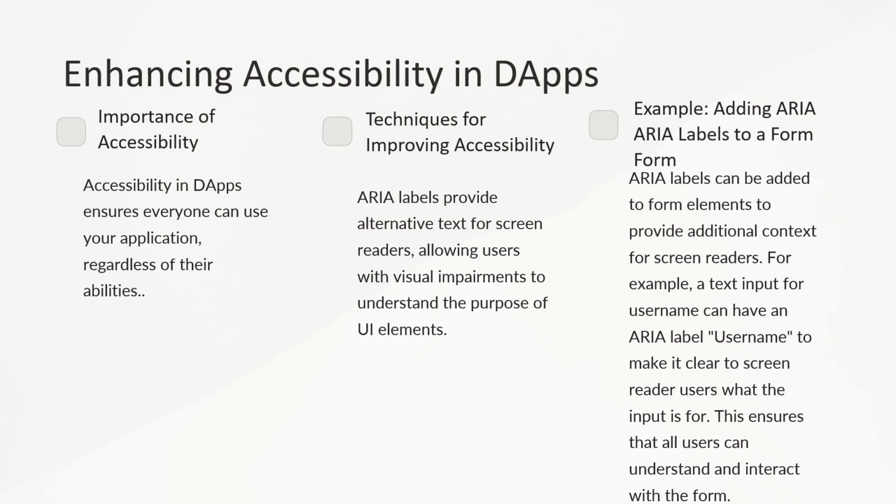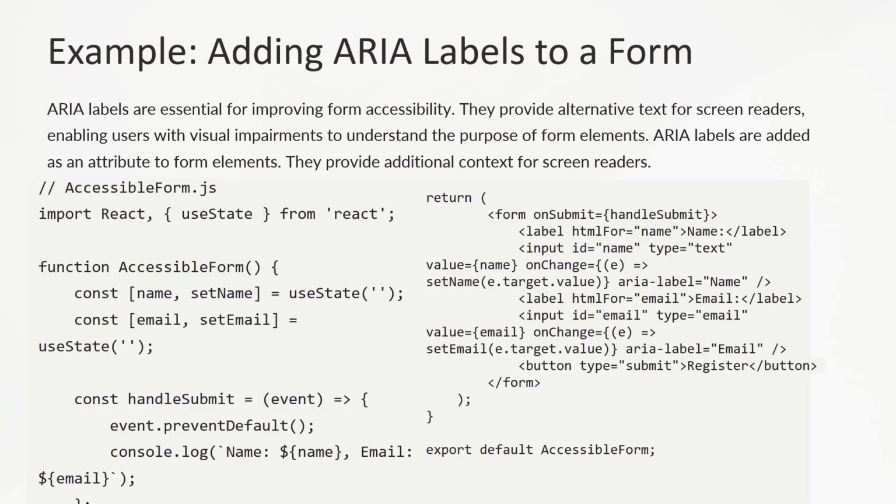ARIA labels provide alternative text for screen readers, allowing users with visual impairments to understand the purpose of UI elements. ARIA labels can be added to form elements to provide additional context for screen readers. For example, a text input for users can have an ARIA label username to make it clear to the screen reader users what the input is for. This ensures that all the users can understand and interact with the form. Let us now look into an example of adding ARIA labels to make the form accessible.